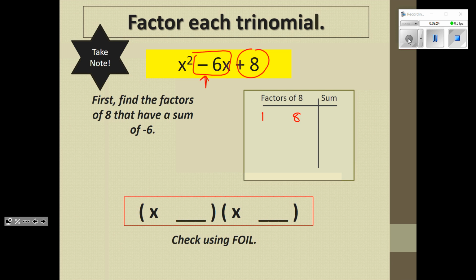So we could have 1 times 8. We could have a negative 1 times a negative 8. We could have a 2 times 4 or a negative 2 times a negative 4. And right as soon as I write that one, I'm thinking about what I have to add together, and I see that a negative 2 and a negative 4 is a negative 6. So my final answer is x minus 2 and x minus 4.